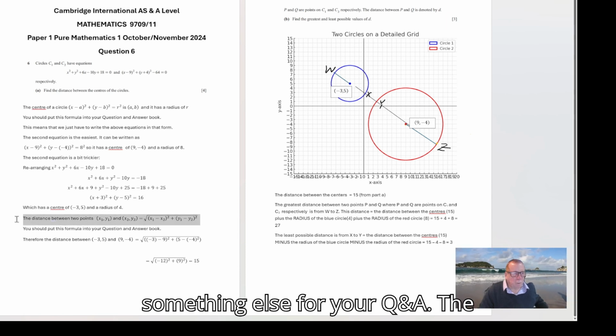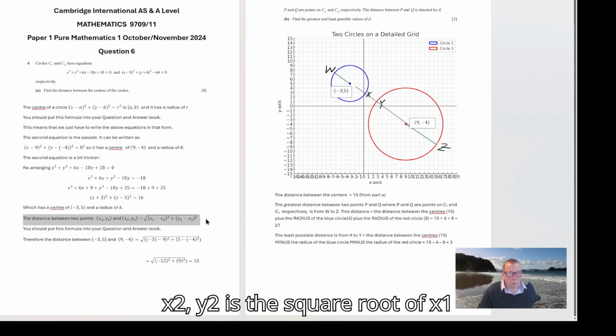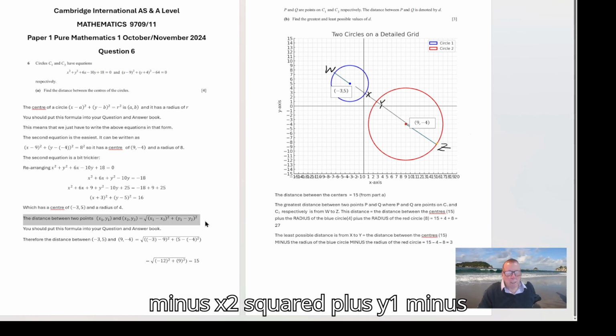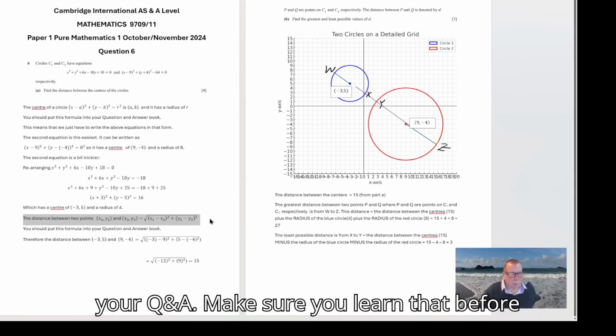Here's something else for your Q&A. The distance between two points (x1, y1) and (x2, y2) is the square root of (x1 − x2)² + (y1 − y2)². Make sure you put that in your Q&A. Make sure you learn that before your exam.